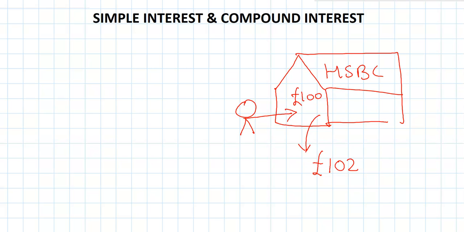Yes, Rehan? Because of interest. Yeah. They said, thank you, sir. You have deposited £100 in my bank. So I'm giving you interest. Then Takveer understood. Oh, I see. So it means this extra £2 is interest, right?